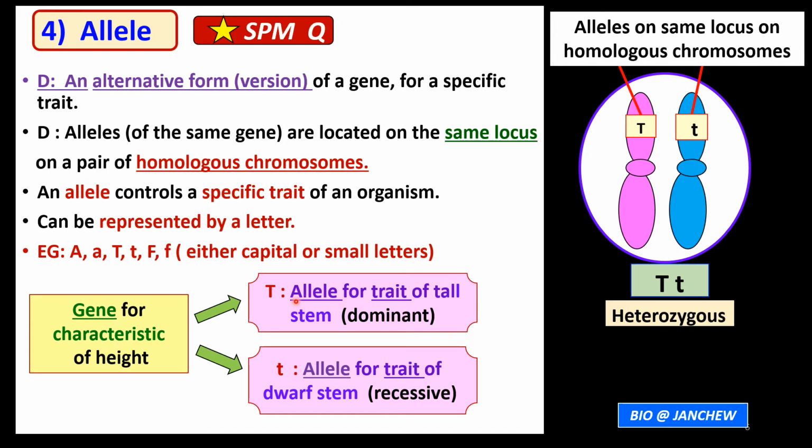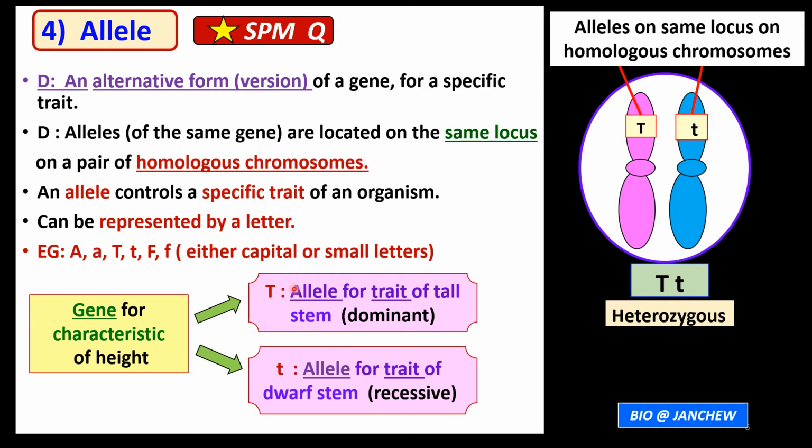So we can assign letters to represent the alleles that control the various traits. For example, we usually follow the name of the trait. So for tall stem, since it's a dominant trait, meaning the so-called stronger trait controlled by a dominant allele, we can assign the capital letter T. Now the word dominant will be discussed later. And for the trait of dwarf stem, we assign the letter small t. Okay, one big T, one small t, as we have discussed in the previous video.